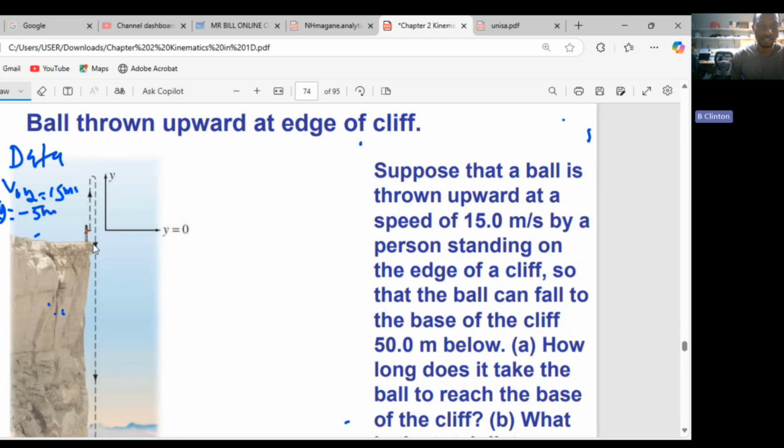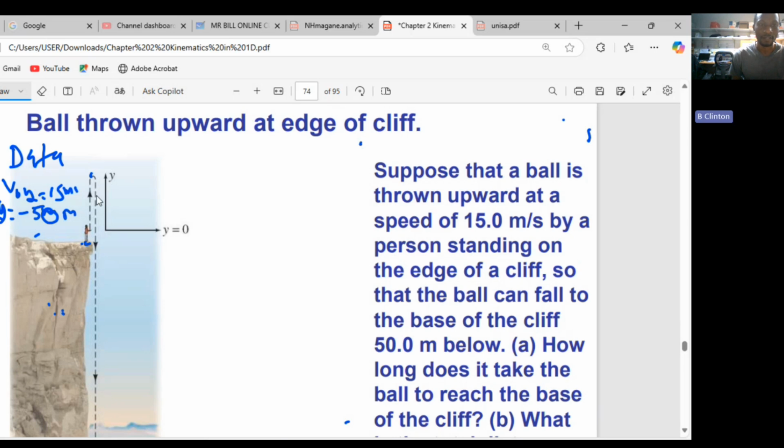So that distance is the distance between the edge of the cliff until the base of the cliff. This one is not the distance traveled by the ball. It's the distance between this edge here, the top of the cliff, until the base of the cliff. However, when the person threw up, the ball traveled from the top of the cliff to a maximum height, this point, and then came back to the edge of the cliff and then proceeded down to the base of the cliff.